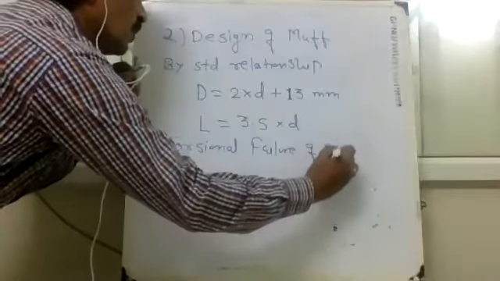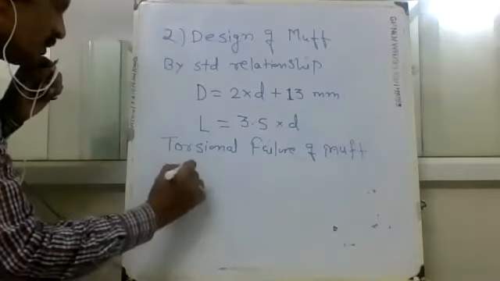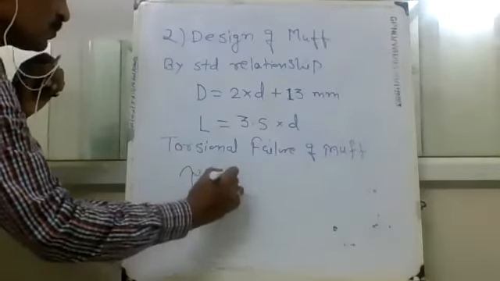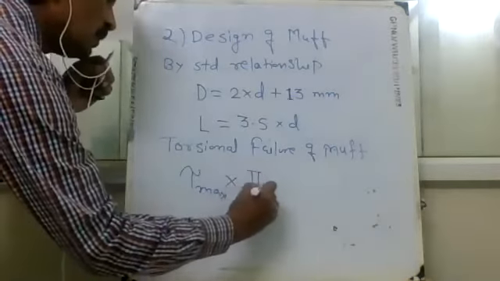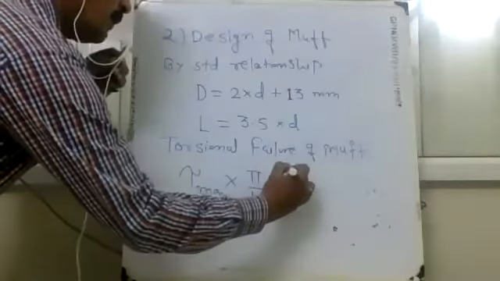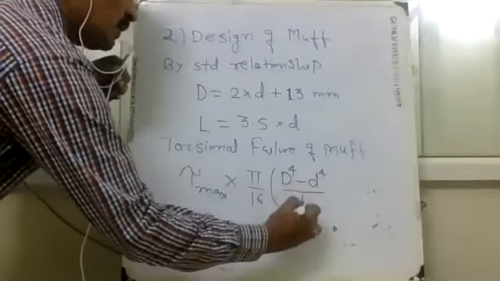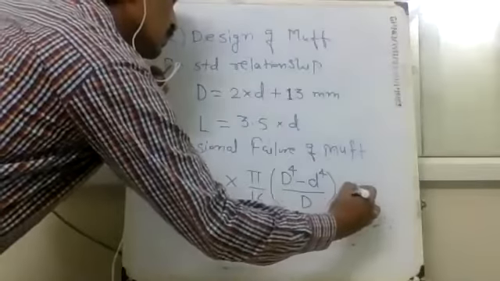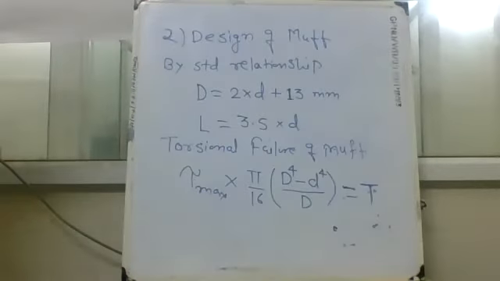So there is a torsional failure of the muff. When we think about the torsional failure of the muff, as it is a hollow cylindrical part, again we'll write the same thing: maximum shear stress multiplied by, now it is a hollow cylinder, so pi by 16, outside diameter capital D to the power of 4, minus inside diameter small d to the power of 4, divided by D, equals torque T. This is the equation that we are going to consider for the torsional failure of the muff.